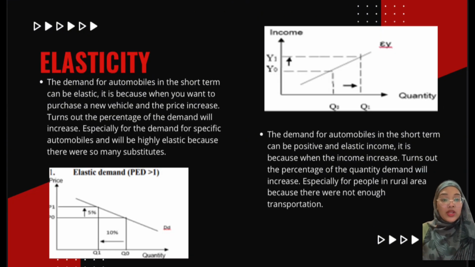Okay, we go through to the next slide, where you can see the diagrams. This is what I mentioned for elasticity before. First of all, this is the elastic demand, because when the price increases, the percentage of demand changes even more. Second, you can see the diagram showing positive income elasticity, because when the income increases, the quantity demanded also increases.